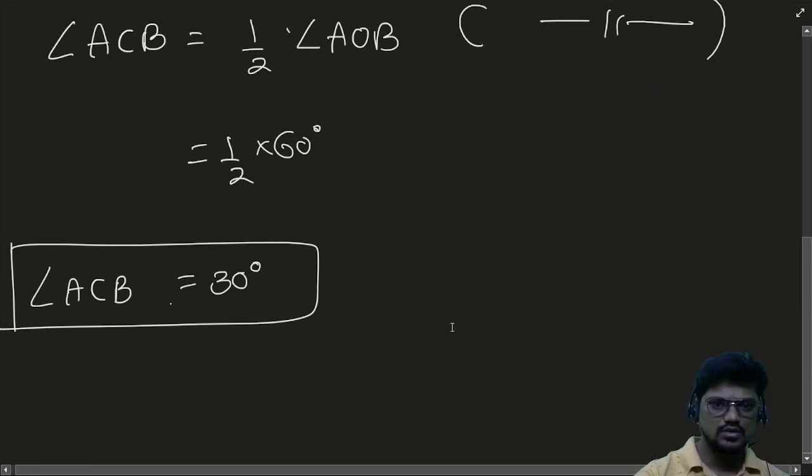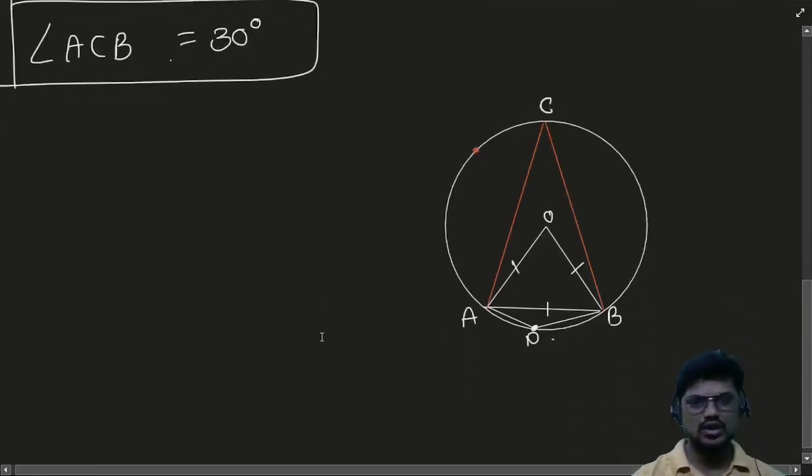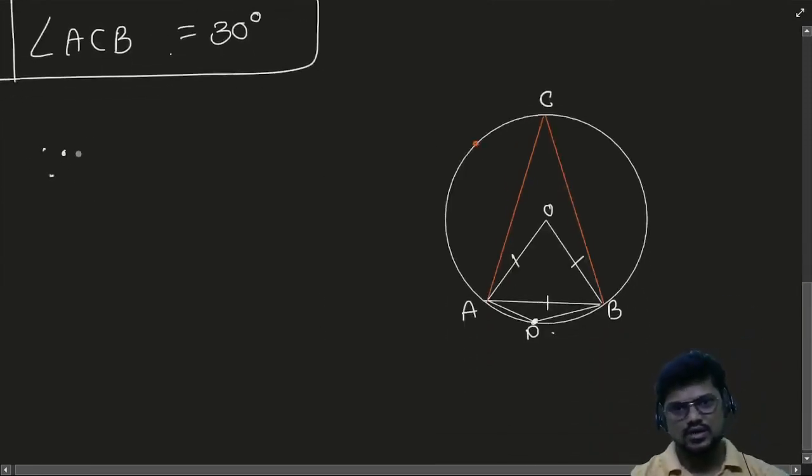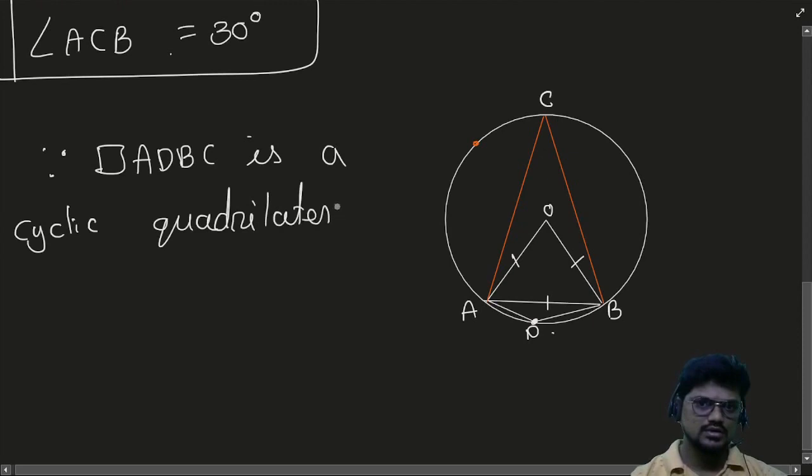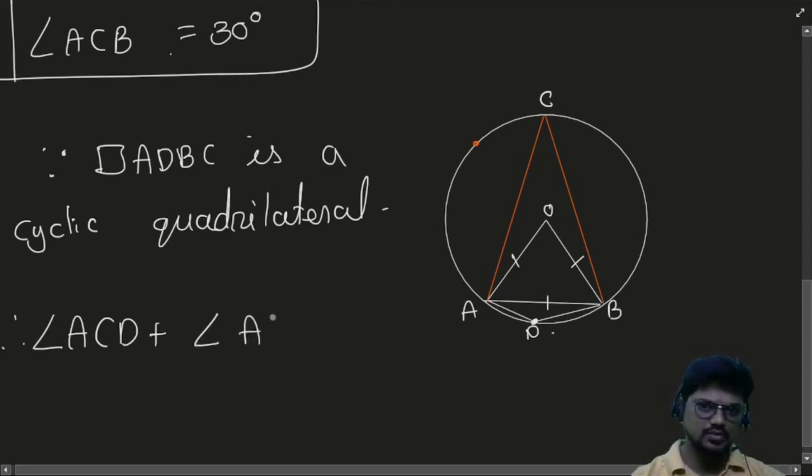Can we say that this is a cyclic quadrilateral? Since ADBC is a cyclic quadrilateral, then what can we say? Therefore, angle ACB plus angle ADB should be how much? 180 degrees. What is the reason?